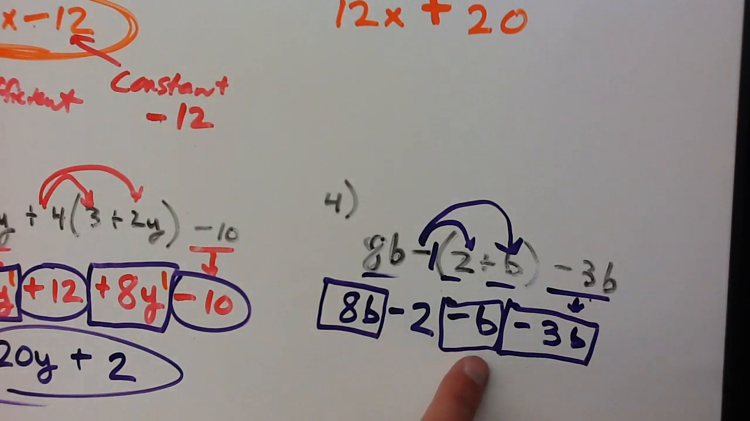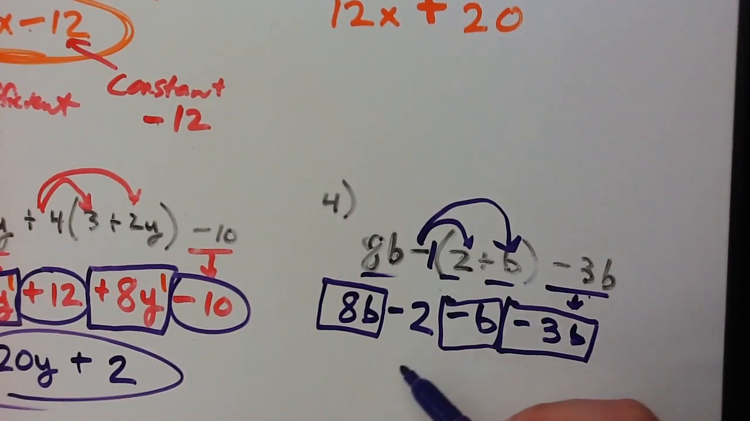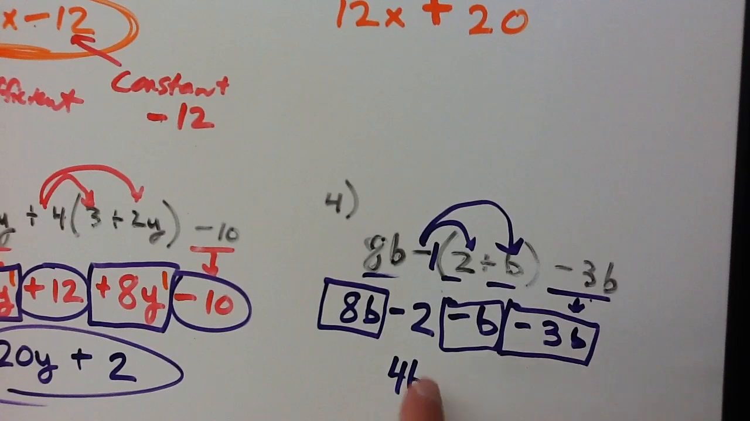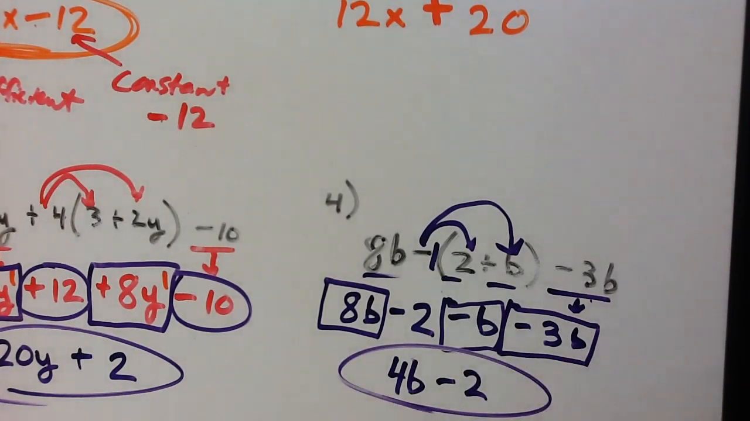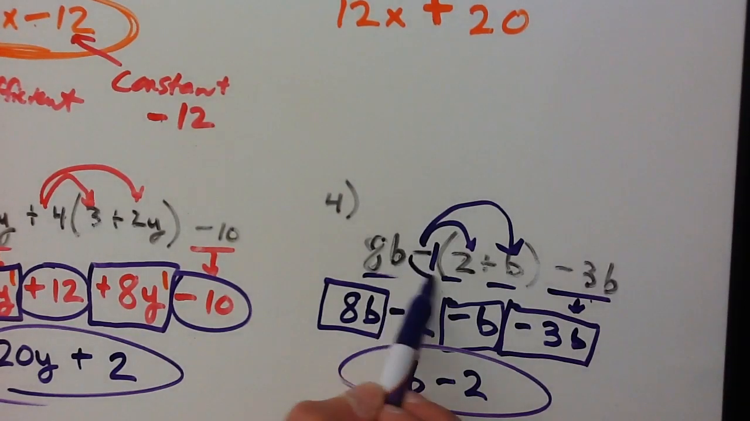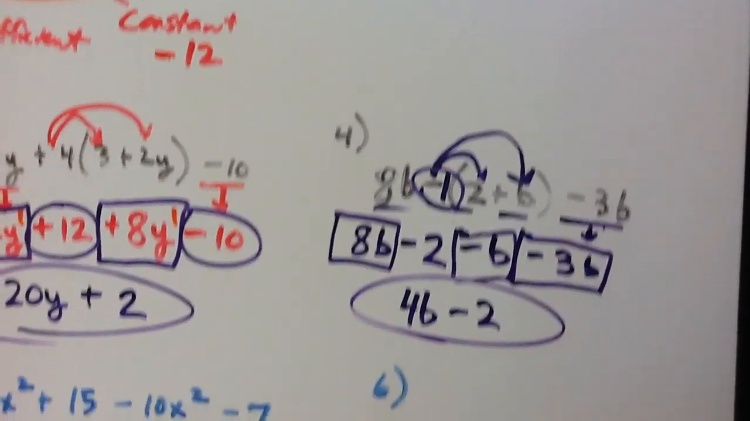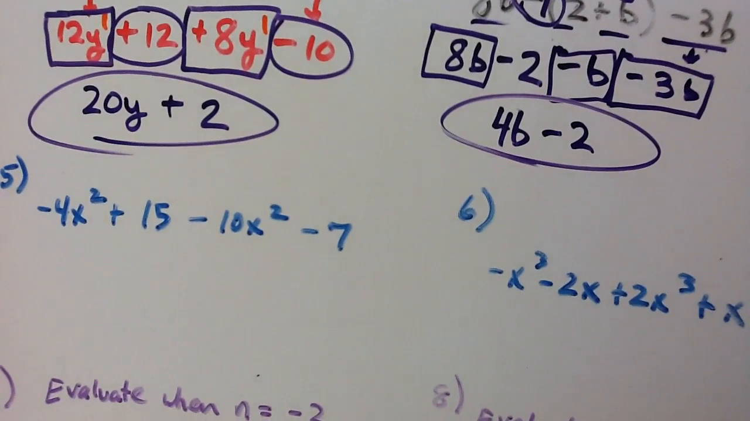So what's 8b minus b? Well, that would be 7b. What's 7b minus 3b? That would be 4b. What about this negative 2? Are there any other constants to combine it with? No, there's not. So it gets brought down into my simplified expression. So 4b minus 2 is my simplified expression. What number did we distribute? We distributed a negative 1. A negative 1.